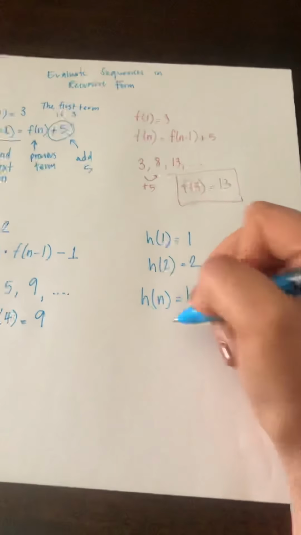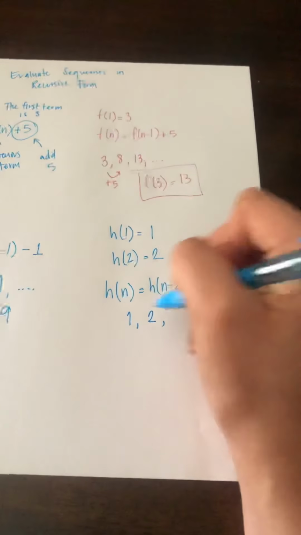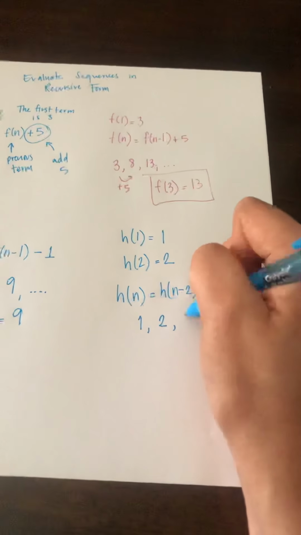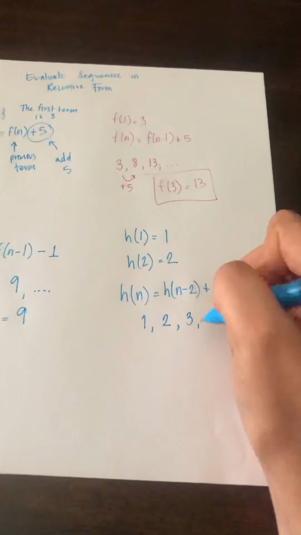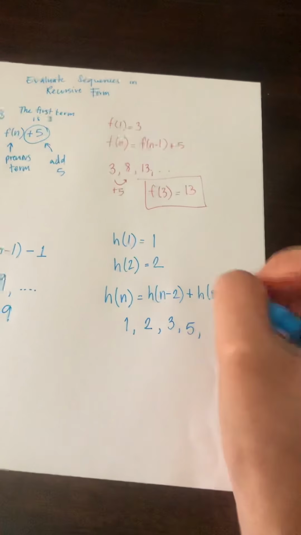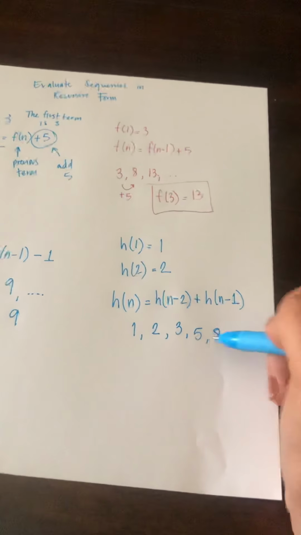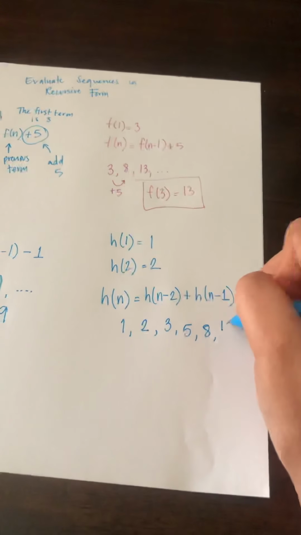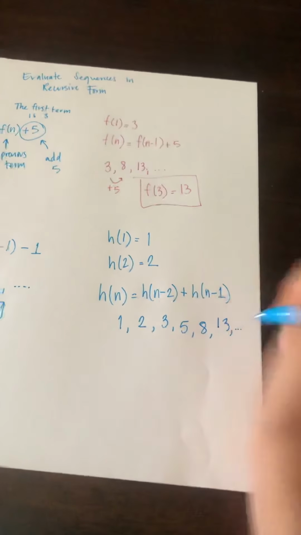So let me show you. We know that the first term is 1, the second term is 2. To find the next term, I'm going to have to add these two together. So 1 plus 2 is 3. To find the next term, I'm going to add these two together. 2 plus 3 is 5. And to keep doing it, I'm going to add 5 plus 3 now, and that's 8. And then finally, 8 plus 5, well, 13. Okay. And then obviously it would keep going.